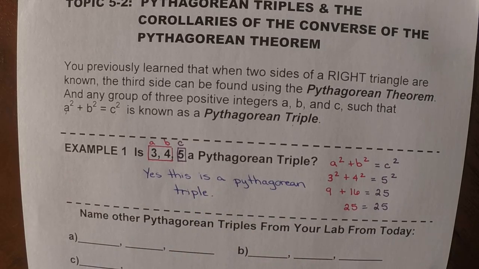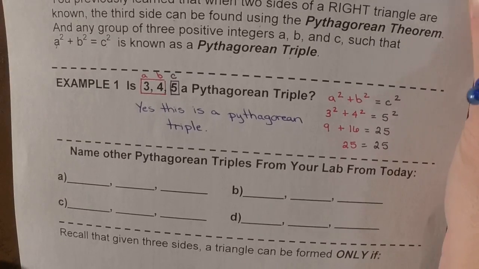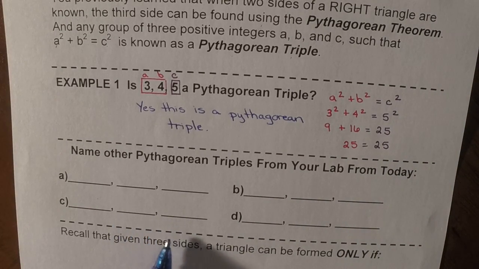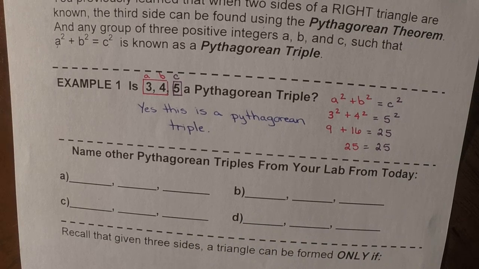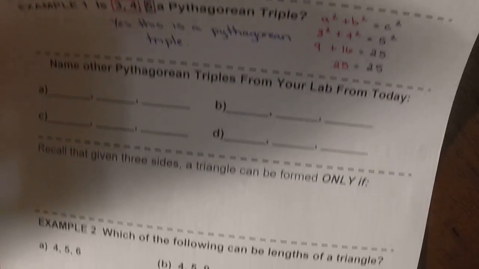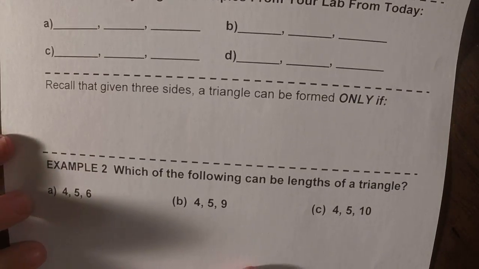So now it says name some of the other Pythagorean triples that you did in your lab. So you can either get your lab or write these down before you move on. And then there's some other piece of information that we needed to recall, just in case you don't remember.